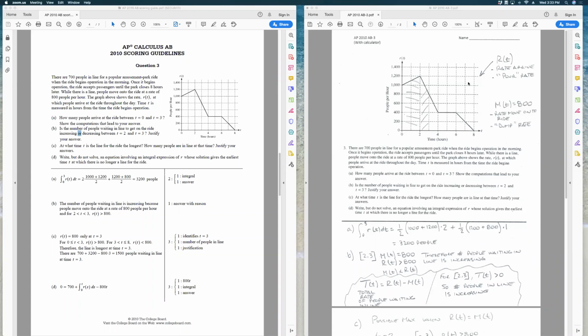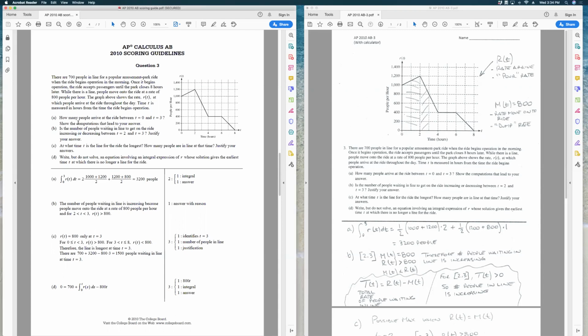So looking at my work over here on the right, the graph itself, R of t, is the rate at which people arrive. So I'm thinking rate. This is a derivative graph. So this is pouring in. And the other rate involved in this problem is that there's 800 people per hour getting onto the ride once they're in the line. That is the dump rate, and that's a constant rate. So I gave it a name. I called it M of t for moving. So that's the rate at which people move into the ride. So this is a pour and dump problem. So let's see what the questions that they're asking us are.